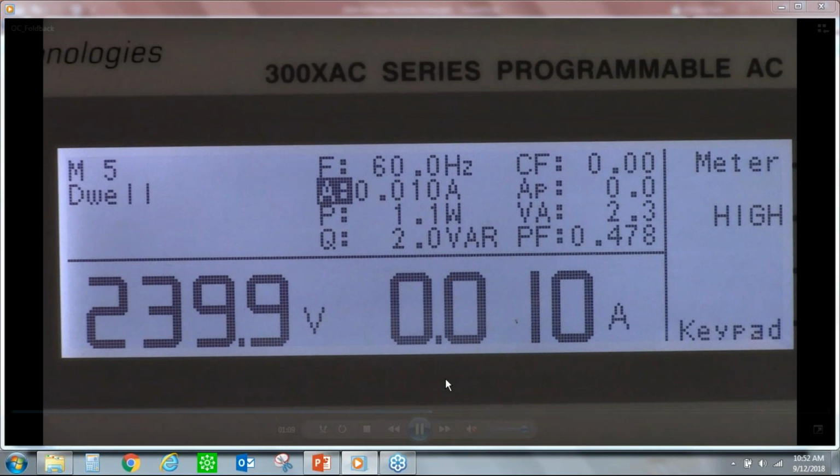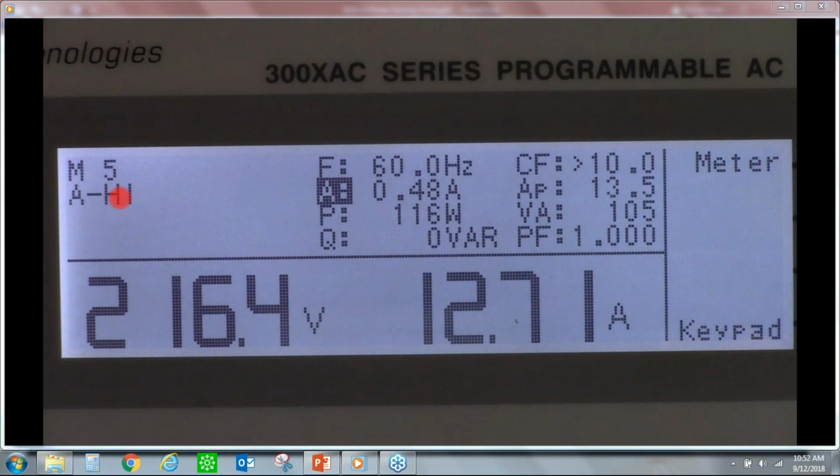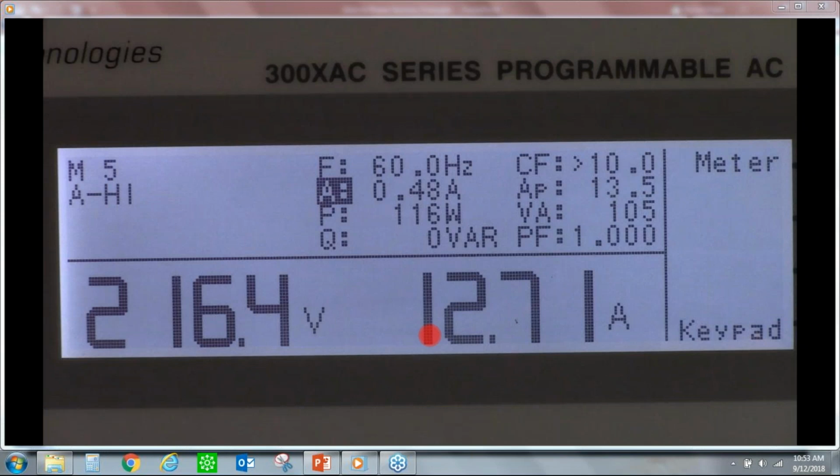And you can see here we're outputting 240 volts, and I'm going to pause this really quick and take a look at the failure message, A high. It exceeded the current available for this power supply. It tried to draw up to 12.71 amps at the last meter reading. A peaks, or the peak amps, were peaking out at 13.5 amps. So again, this source is not capable of powering up this vacuum.